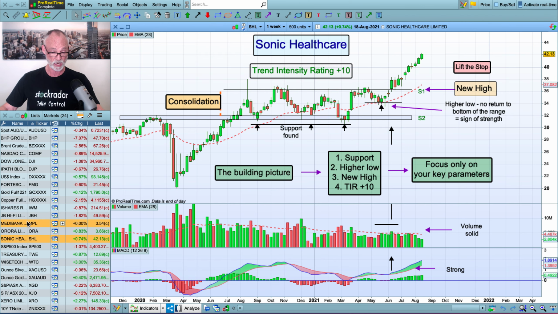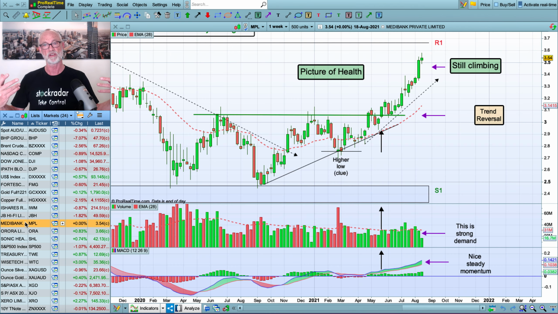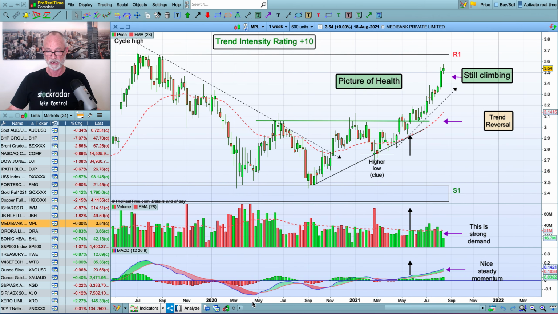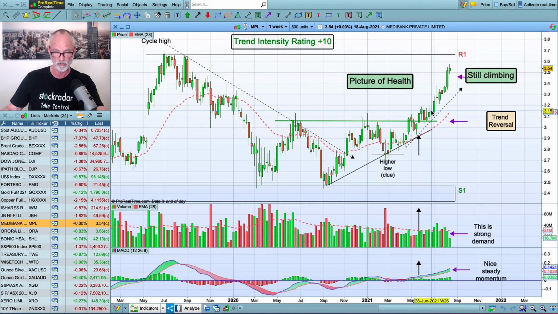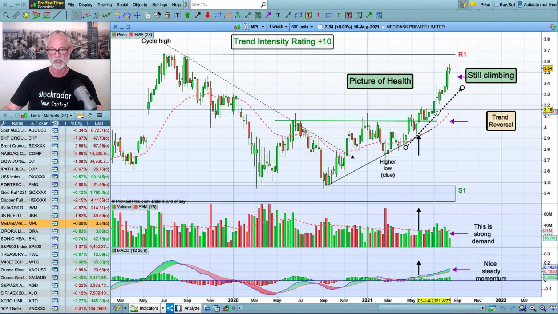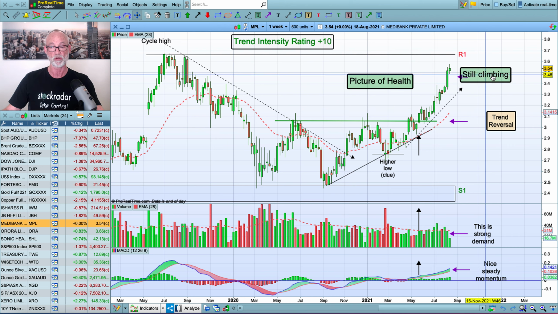Okay, another stock I looked at last week again, just to bring you back for a bit of perspective. Don't be too concerned about the market. Medibank Private is doing fine. It's had a really good rally this year since we saw this breakout point. It's been very, very strong indeed, and now it's pushing up here. We can see some great volume here. The momentum's good. Why would you sell a stock like this? This has got a picture of health, and it is still climbing.